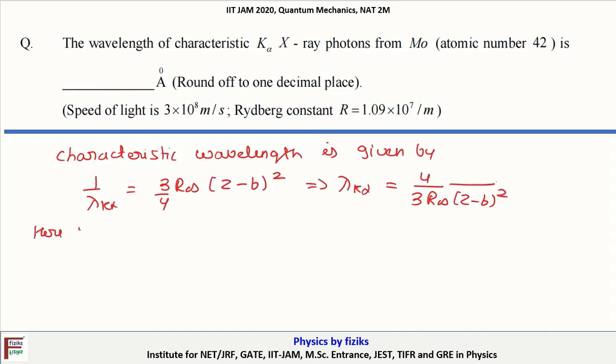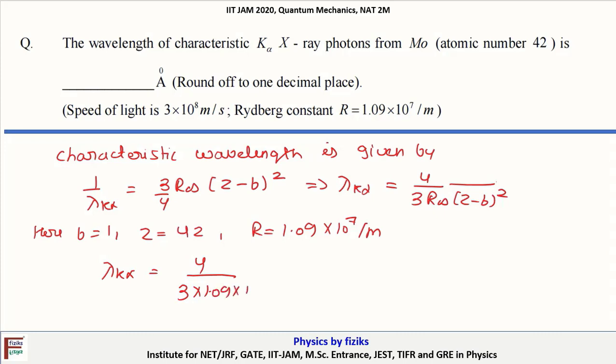Here b is equal to 1, Z is equal to 42, and R is equal to 1.09 times 10 to the power 7 per meter. Substituting this value, lambda K alpha is equal to 4 by 3, 1.09 times 10 to the power 7, into (42 minus 1) whole square, which would give us 0.73 angstrom. 0.73 angstrom.